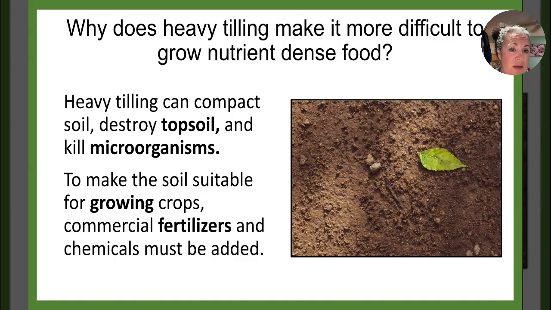So heavy tilling actually makes it more difficult for us to grow good food. We might be able to grow food, but it's not nutrient dense because the soil has all of its nutrients stripped away. Heavy tilling can compact soil and destroys topsoil. Heavy tilling can also kill microorganisms.